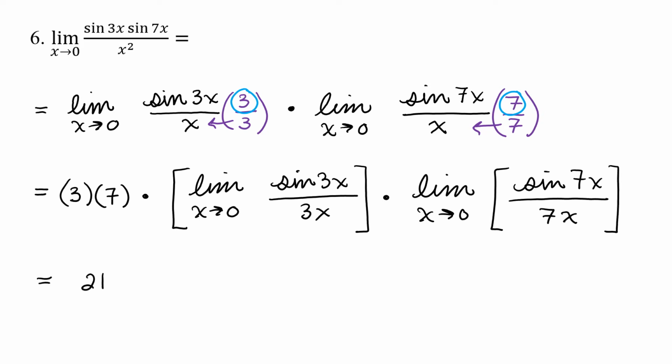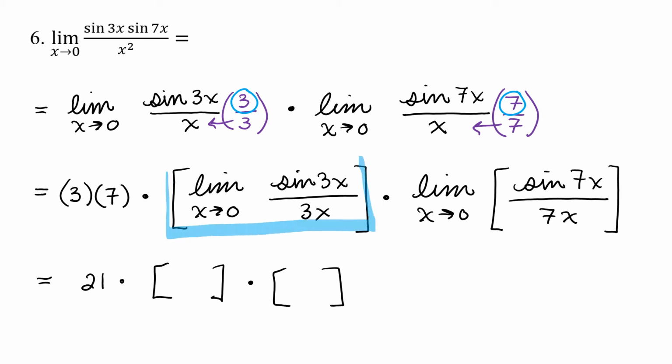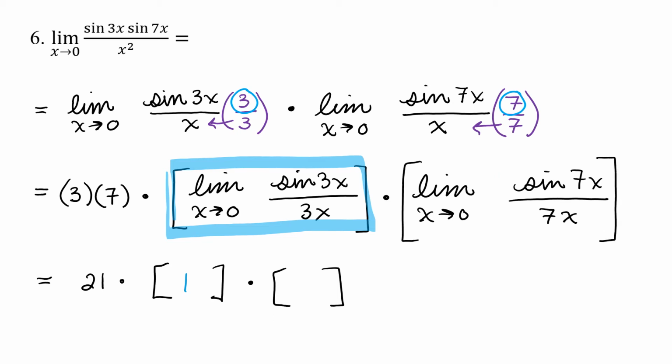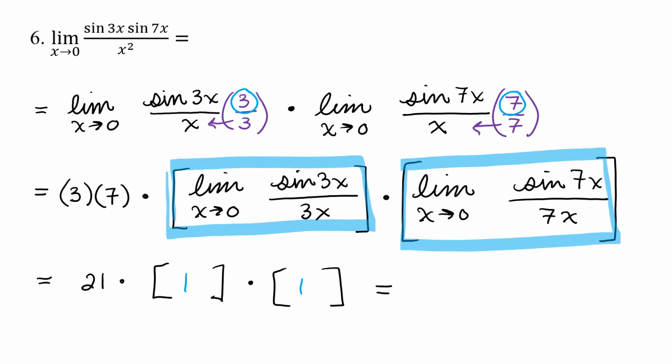So that will be equal to 21 times each of these limits. The limit as x approaches 0 of sine of 3x over 3x is one of our known limits. It evaluates to 1. And let me replace these brackets. It actually doesn't make a difference, but I just think this looks cleaner. The limit as x approaches 0 of sine of 7x over 7x is also a known limit that evaluates to 1. So our overall limit is 21 times 1 times 1, which is equal to 21.